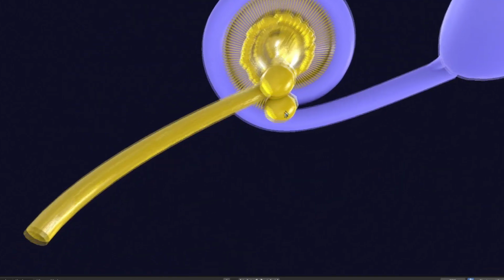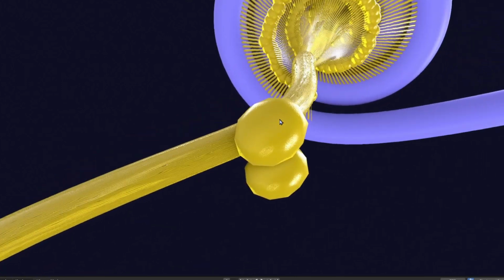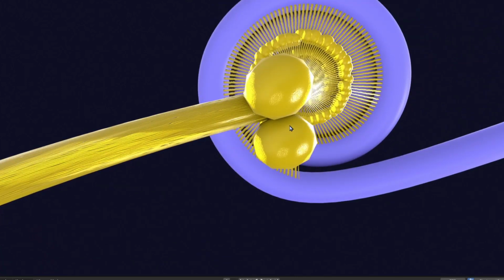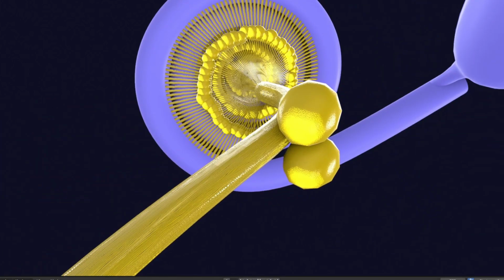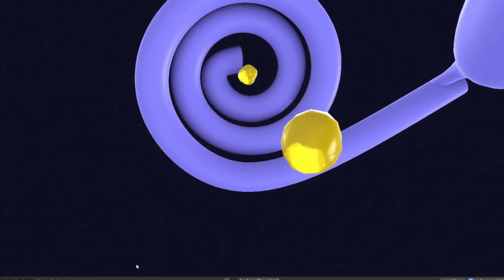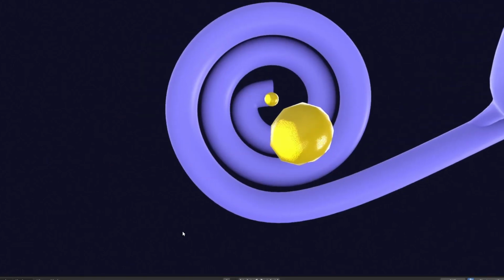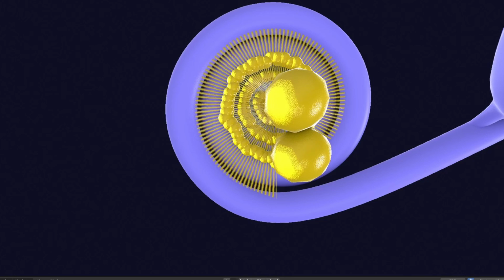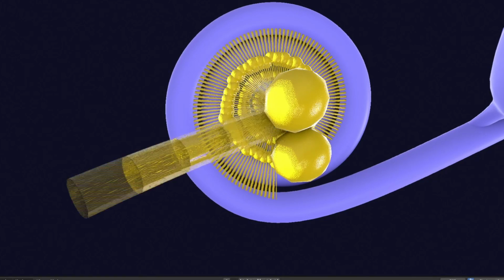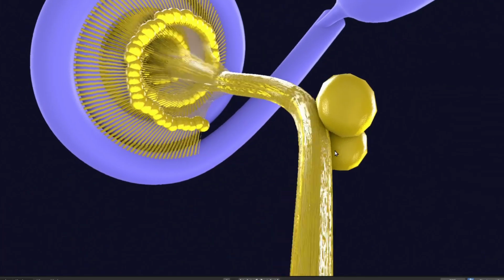And what are these two structures? These are not testes. I don't know why they are looking like testes, but trust me, they are not testes. Initially, if we go back, it was a single structure, and then it divided into superior and inferior divisions.